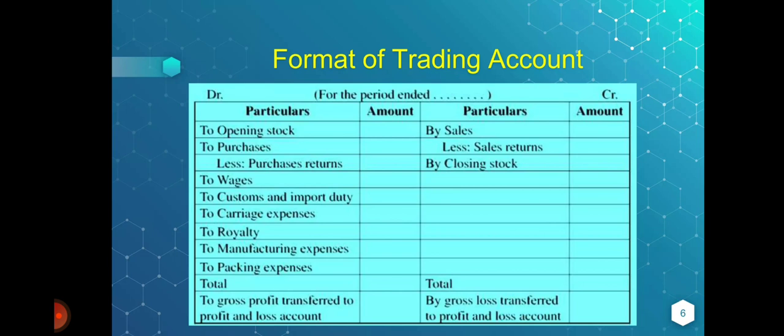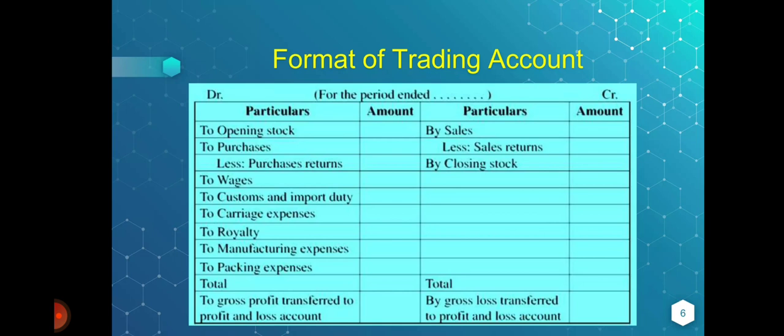After that, customs and import duty has to be entered on this side. Next, carriage expenses has to be entered here. Then royalty, if there is any royalty paid, should be entered here. Manufacturing expenses that are incurred are to be entered here. Then finally, packing expenses are to be entered here. So these are the direct expenses regarding the production or manufacturing company. These direct expenses have to be entered in the debit side of the trading account.